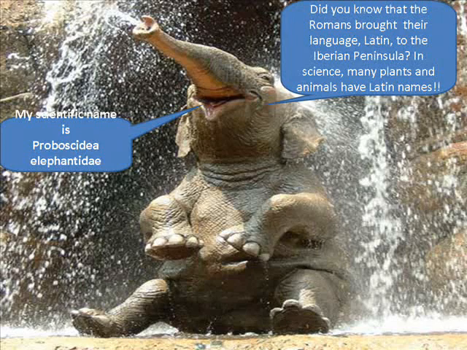Did you know that the Romans brought their language, Latin, to the Iberian Peninsula? In science, many plants and animals have Latin names. The scientific name of an elephant is Proboscidea elephantidae.